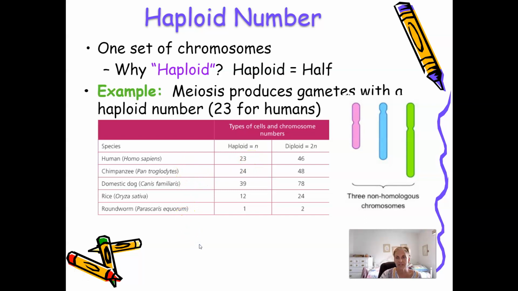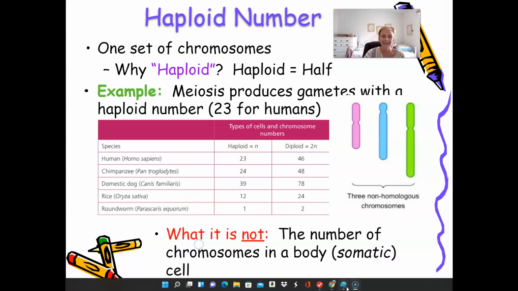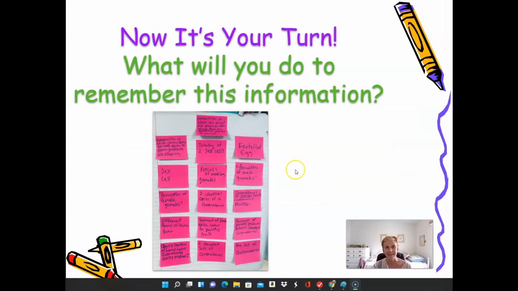So meiosis produces gametes with a haploid number. What it is not is the number of chromosomes in a body cell. Our somatic cells are diploid. Our gametes are haploid. Okay, so that's all the new vocabulary.